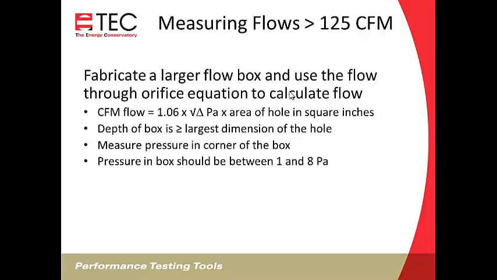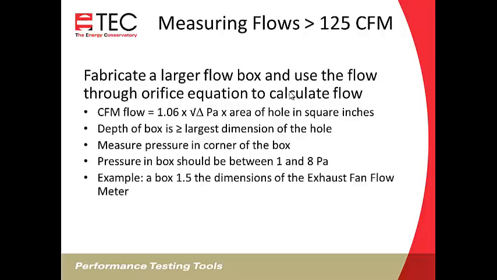Again, the pressure in the box should be between 1 and 8. And the reason we choose those numbers 1 and 8 is if it's more than 8 pascals, then you're starting to restrict the amount of airflow through that hole. You're creating too much back pressure, and you're not going to get an accurate reading. And it should be at least 1 pascal in order to get enough resolution to get an accurate reading. So that's why those numbers are chosen. So you want the pressure in the box to be between 1 and 8.